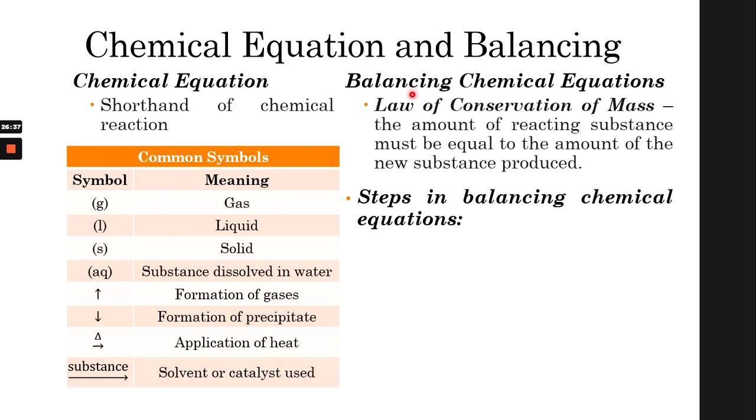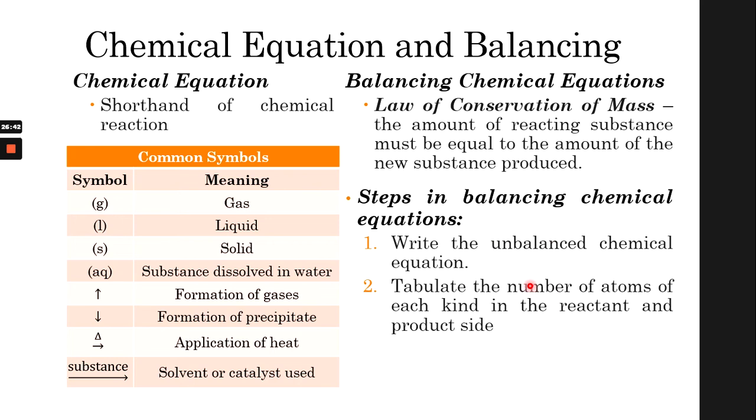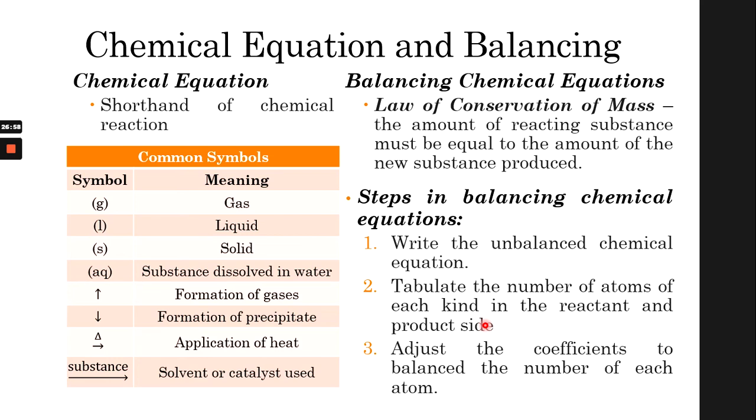So some tips in order for you to do balancing equations: first, we have to write your unbalanced equation, and then you want to tabulate. Tabulate means you create a table of the number of atoms for each kind of element that is present in your reactant side and your product side. And then you want to adjust the coefficients. The coefficient is basically the number beside or prior to your element. I'll show you later what I mean by coefficient. And you want to adjust the coefficient to balance the number of each atom.